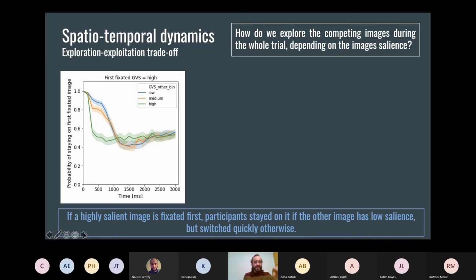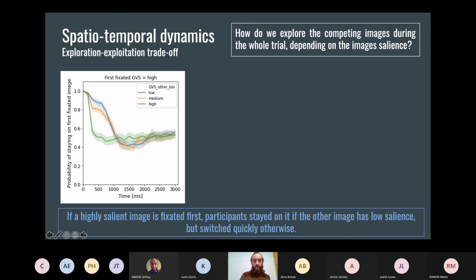Okay, so you can see here that if a highly salient image is fixated first, participants stayed on it longer if the other image has low salience. That's the curve in blue. But it is not the case if the other image has high salience. That's the green line. Okay, that's interesting.